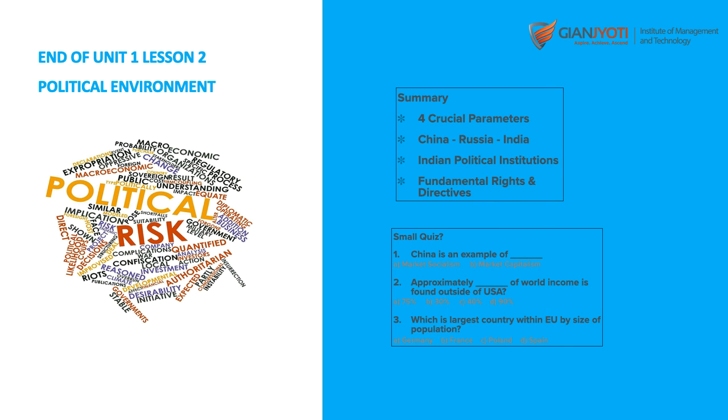I think you have written your answers. Please compare your answers here. China is an example of market socialism. Approximately 75% of world income is found outside of USA, and Germany is the largest country within the EU by size of population.